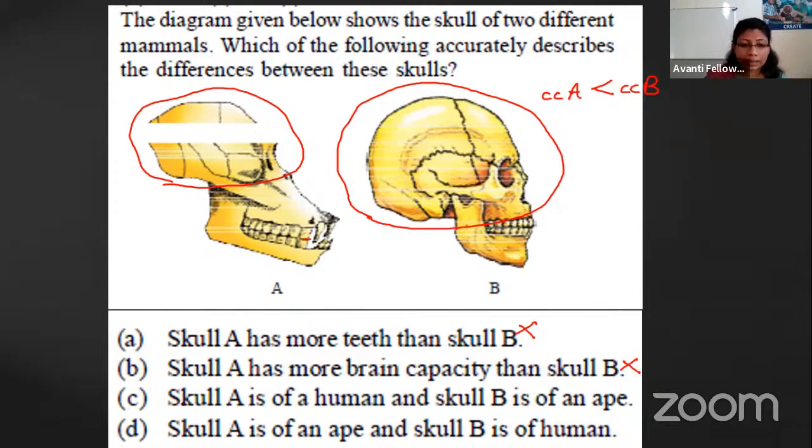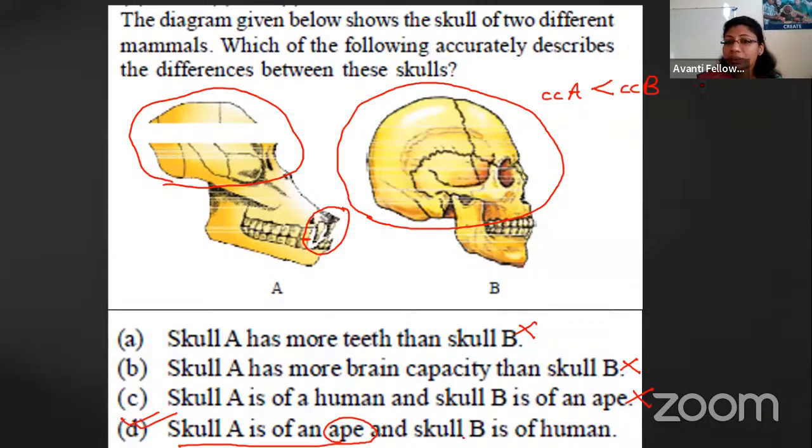Then option C says the skull A is of a human and skull B is of an ape. अरे भाई, हमारे कब से दो बड़े बड़े दांत थे? हम कब से वेम्पायर होने लगे? Do we look like vampires? नहीं ना. So this is definitely not a skull of a human. So option C is also incorrect. The only correct option left is D, which says the skull A is of an ape, whereas skull B is of a human.